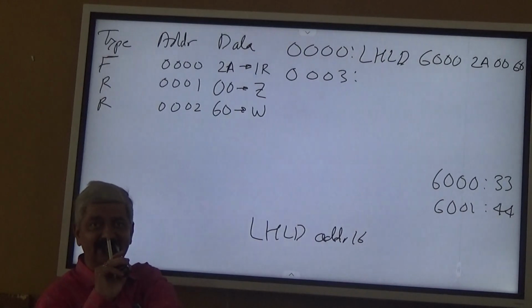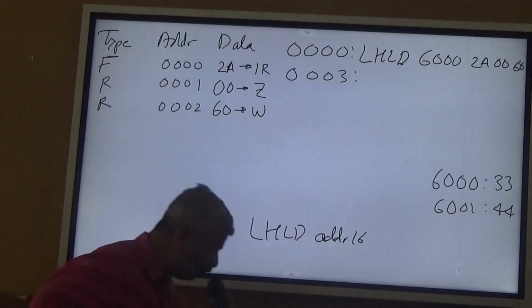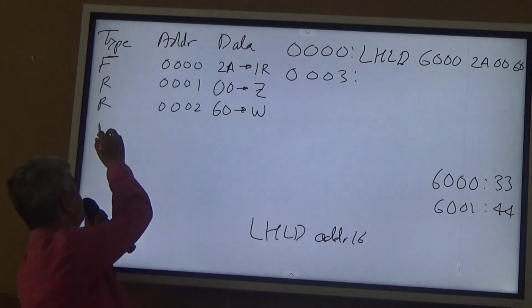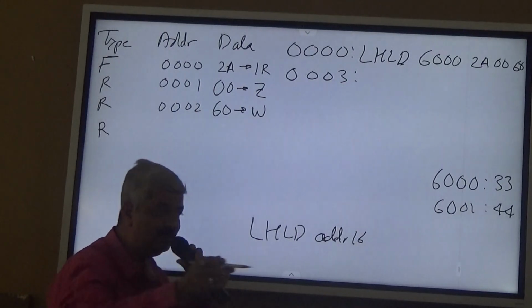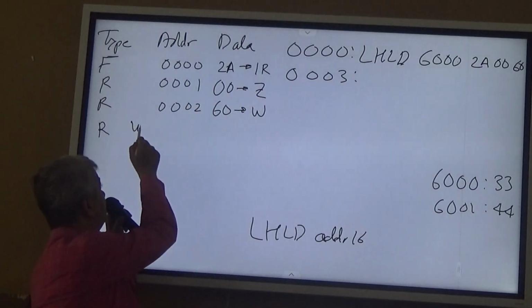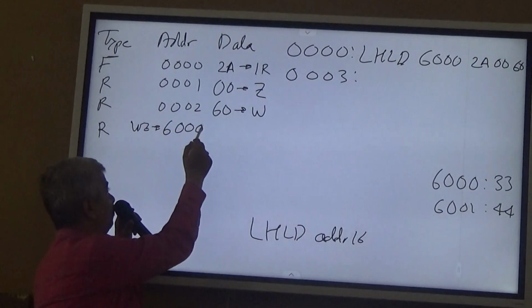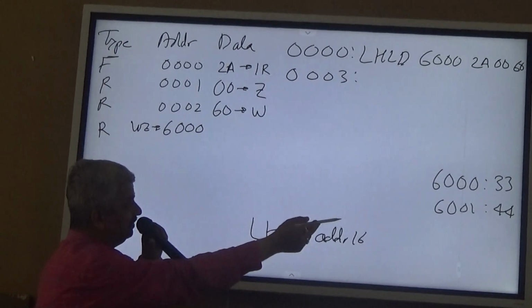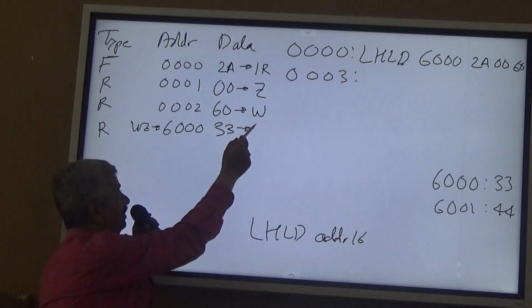So what should be the next cycle? What is the next cycle? Right. Read cycle. Who should give the address? WZ. WZ giving 6000. What is there? 33 should go to L.